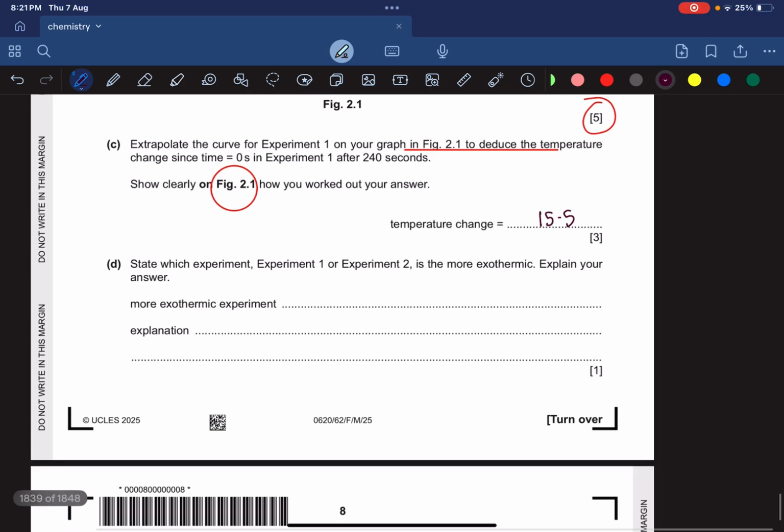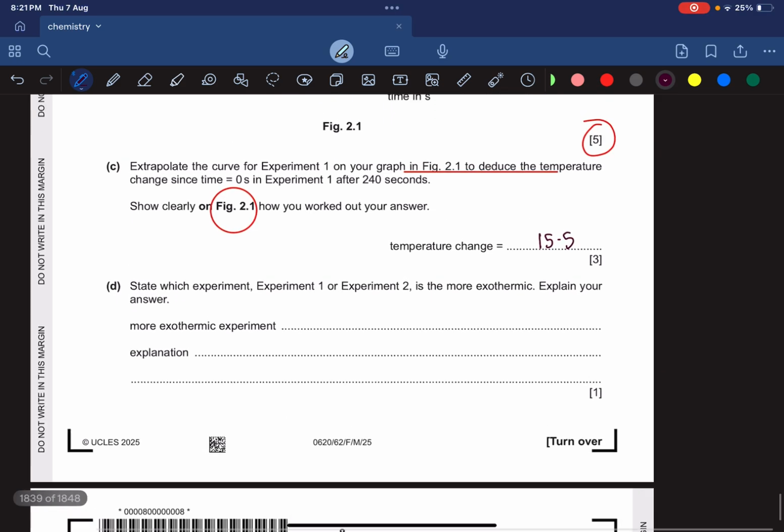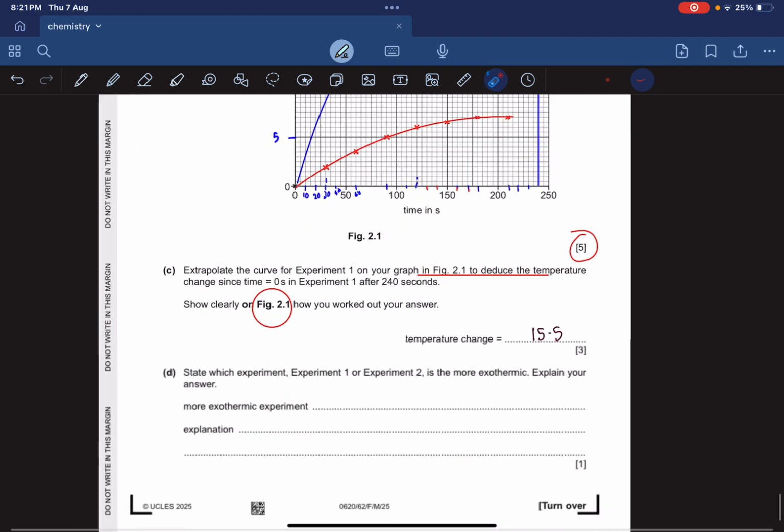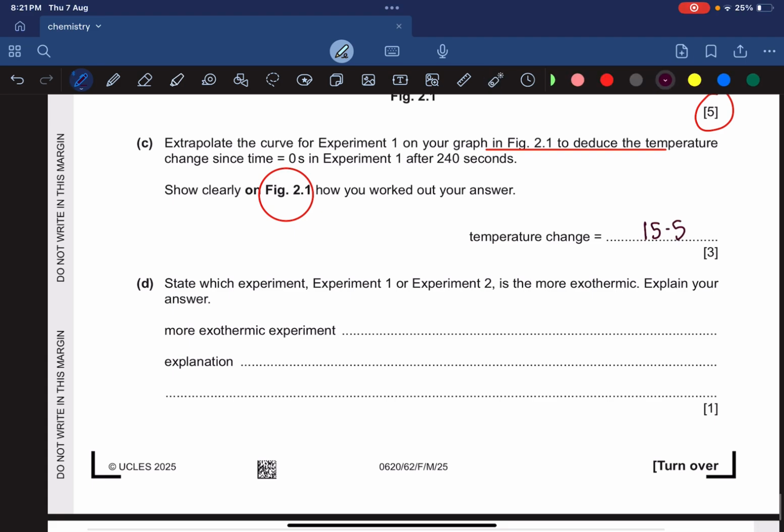State which experiment, 1 or 2, is more exothermic. Obviously we can see the temperature change in experiment 1 is far greater than the temperature change in experiment 2, so obviously it's going to be experiment 1, and the explanation is going to be more temperature increase, or you can say the more temperature rise, the more temperature change.